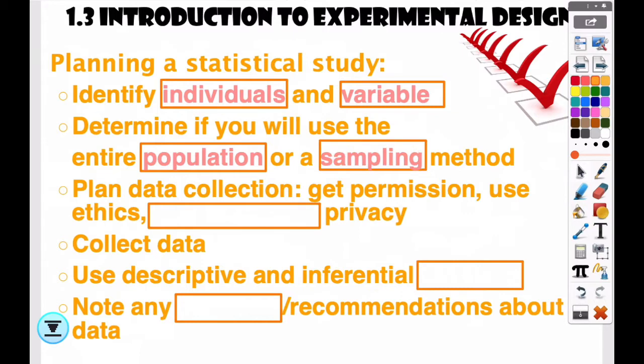You do need to get permission. You have to use ethics. You have to try to protect confidentiality and privacy. You'll collect the data, and then after that, you will describe the data, and you'll use inferential statistics to, like it sounds, make inferences about how that applies to the whole population or what to do as a result. You do need to note any concerns or recommendations about your data.